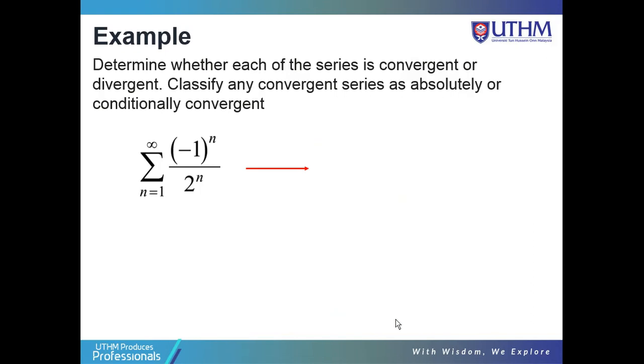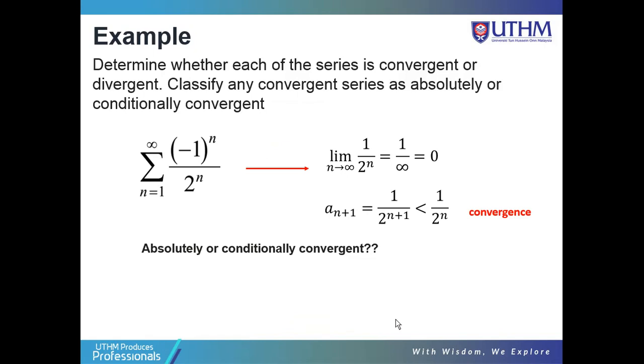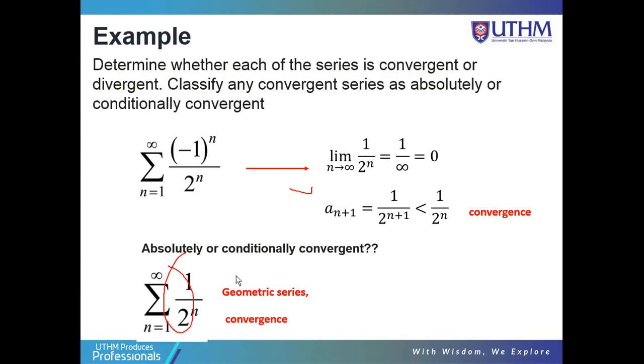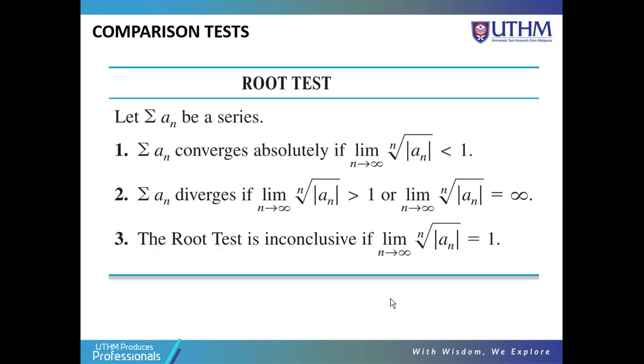So this one is a geometric series, an alternating geometric series, and you need to look at the r. So r is 1 over 2, less than 1, which is convergent. So here it is absolutely convergent. This is the way you can determine whether it is absolutely or conditionally convergent.